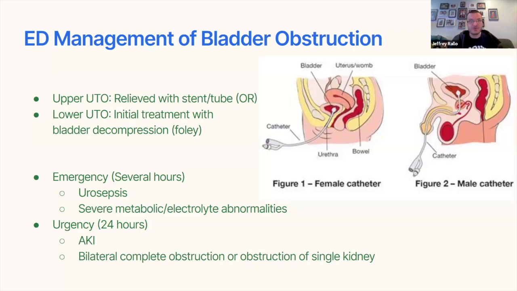How urgently do you have to stop the obstruction? It is an emergency, meaning you have to decompress and fix the obstruction within several hours, if there's urosepsis or there's severe metabolic derangement, hyper K, things like that. Otherwise, it's just an urgency. You have 24 hours if it's just an acute kidney injury or if you have a complete obstruction bilaterally or a single complete obstruction. They'll still give you up to 24 hours completely obstructed before they will go in and do it. Seems like a long time to me.